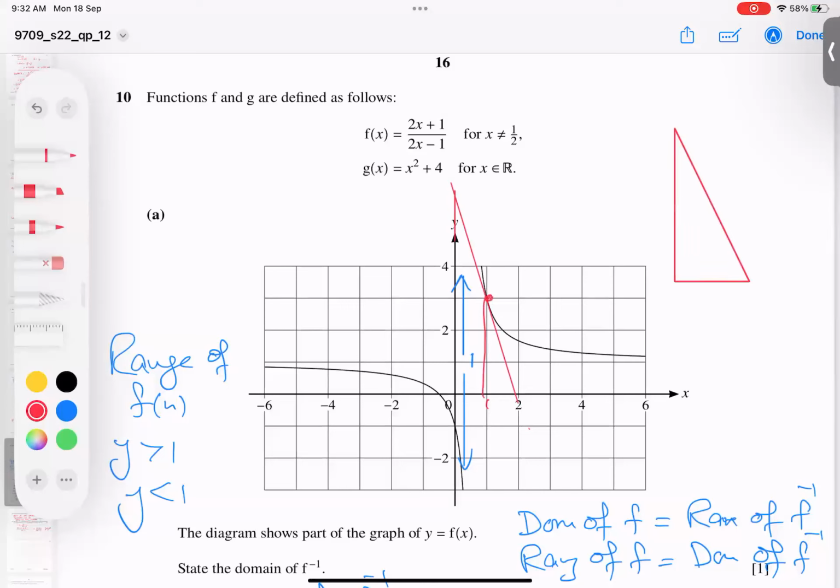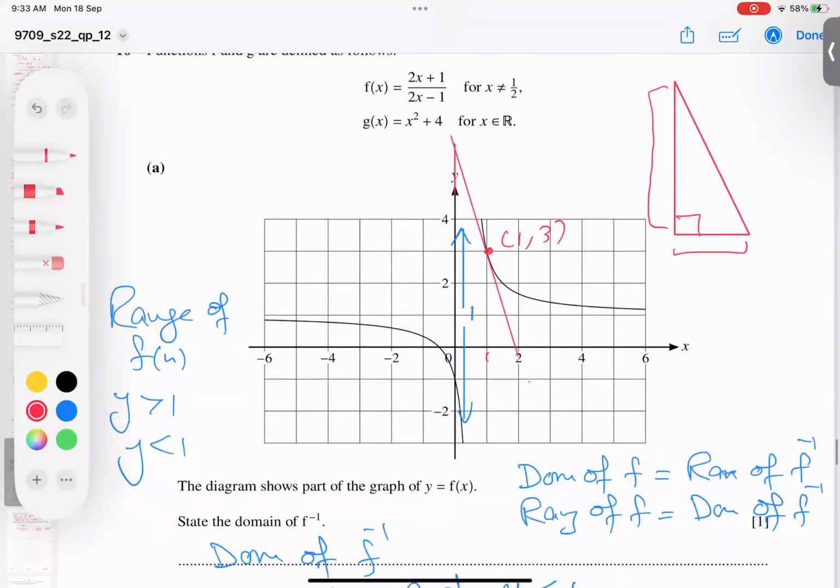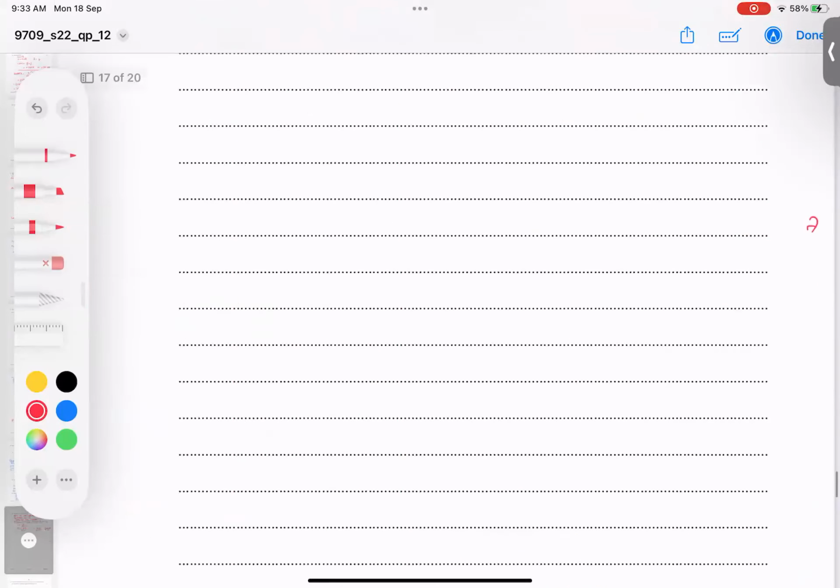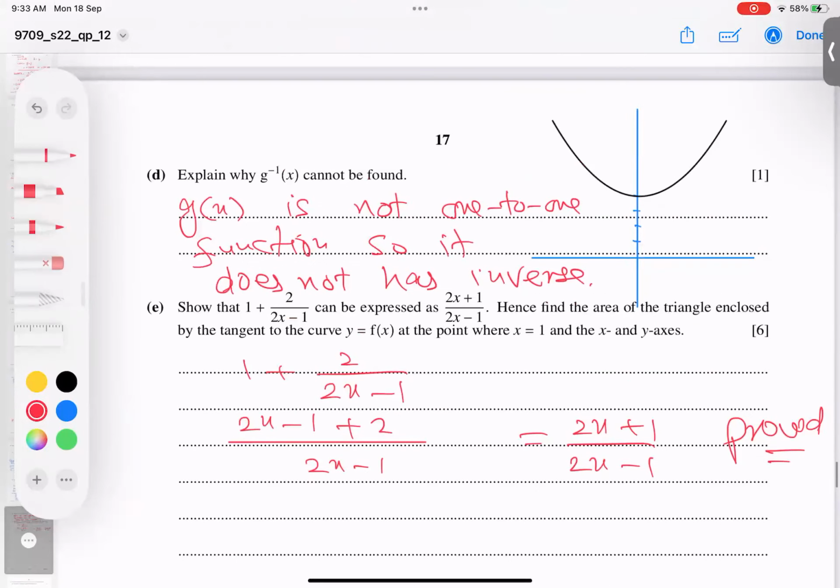And what is y here? y is 3. So x is 1, y is 3. It's a very, very clear approach. First of all, we need to find the equation of the tangent, and then we can find the coordinates, because we need to find this gap. Then we can apply the formula half into base into height. So let's try to find. First of all, what is the method, students?